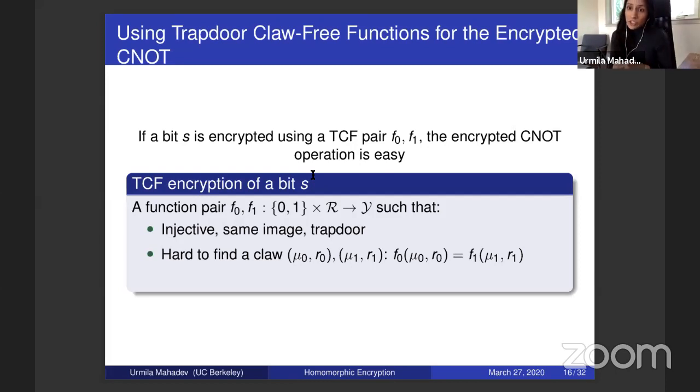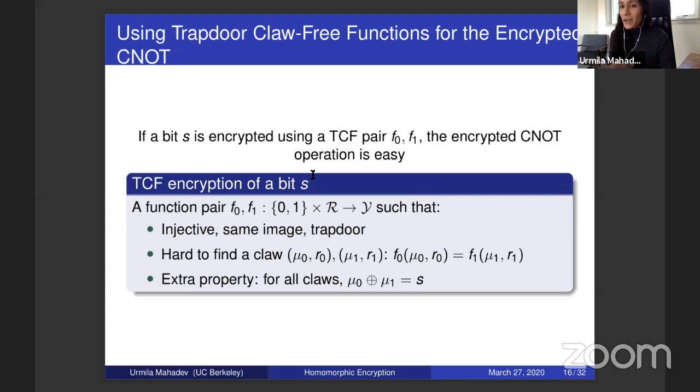And the final condition here, which is what makes it an encryption, is that there is an extra property. For all claws, the first bit of the claw hides the bit S. So mu0 XOR mu1 is equal to S. And this is why I'm referring to it as an encryption, because now in each claw of this TCF pair, we are hiding the bit S. So this is just a different form of hiding the bit S.